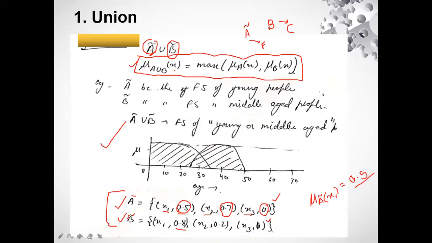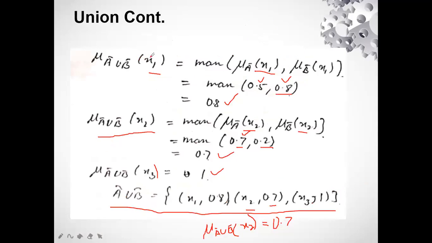So if I am going to find the intersection of these two, in the same way we calculate the minimum. So let's see out here. For intersection, I am going to find the minimum out of these. The minimum will be 0.5 instead of 0.8. So it is going to be 0.5.